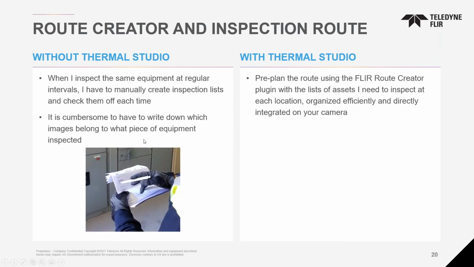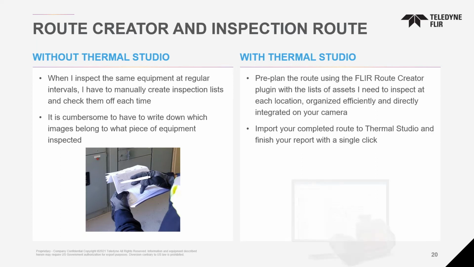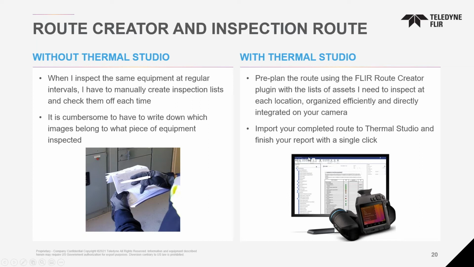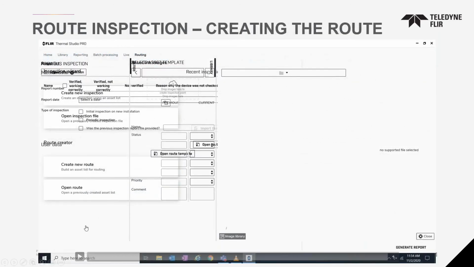And without this, again, it becomes very cumbersome to write everything down and then pair up the images to the equipment, right? You're having to do a lot of this manually. You're working with your camera, then you're working with your notepad, then you're working maybe with your computer, and trying to marry all that together. But again, with the Route Creator and Thermal Studio, once you're done taking those assets, you can import all of those images with a single click. And then again, if you're using batch processing, bada bing, bada boom, you have your whole report done in a matter of minutes, that you don't have to waste time doing. So a much more efficient way of doing it.